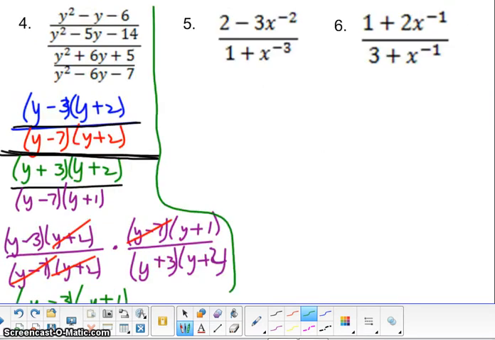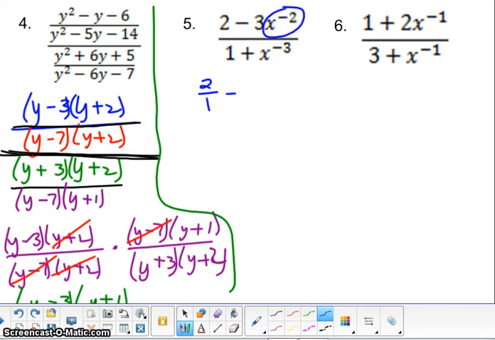The next two are very similar, so we're going to do one together, and then I'm going to have you do one for class tomorrow. And again, how many terms? We have 4 terms, so I need to get every single one of them with a denominator. So what that means is 2 would be over 1.